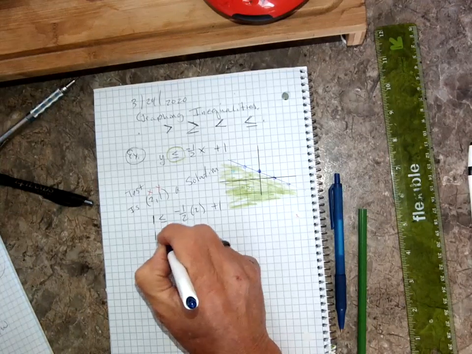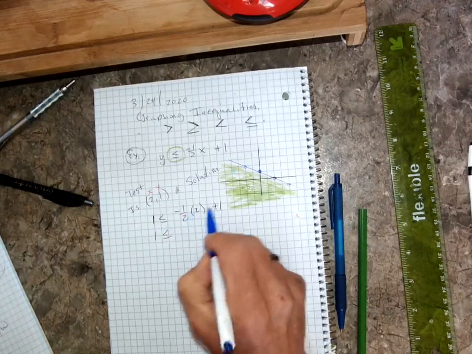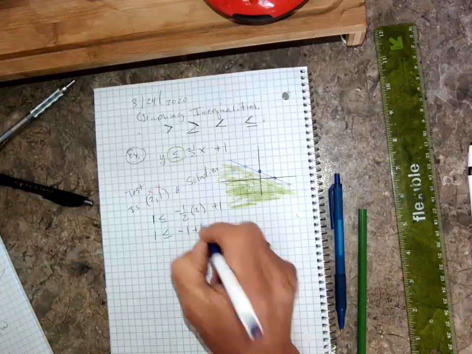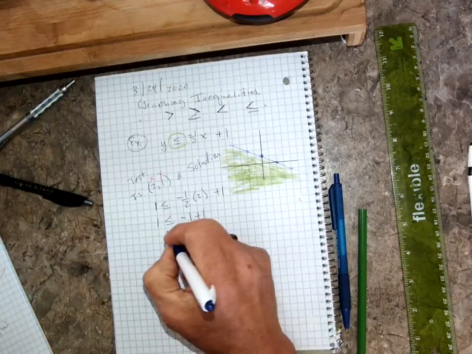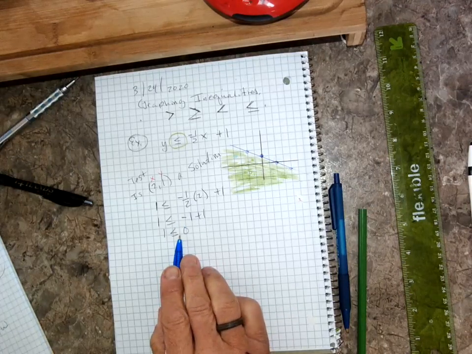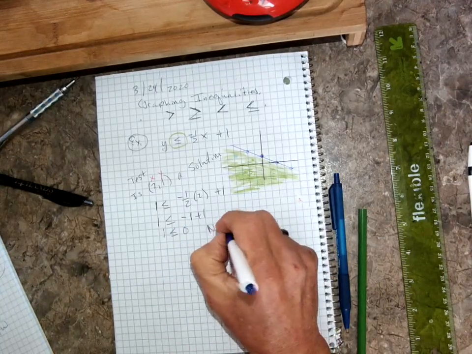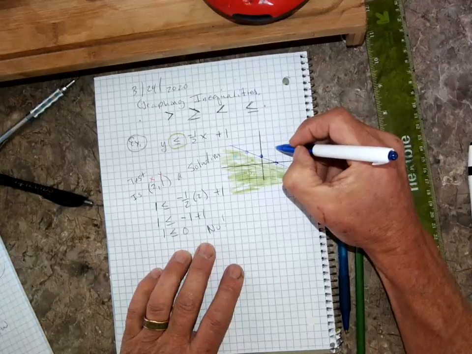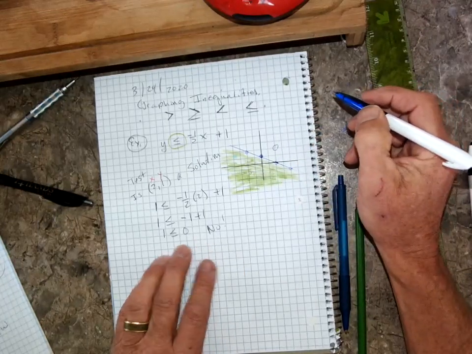I've got 1 is less than or equal to, let's see, half of 2 is 1. I get negative 1 plus 1. I get 1 is less than or equal to 0. Is 1 less than 0? No, that's not true. And we already knew that 0.21 was not a solution. So this proves it, okay?